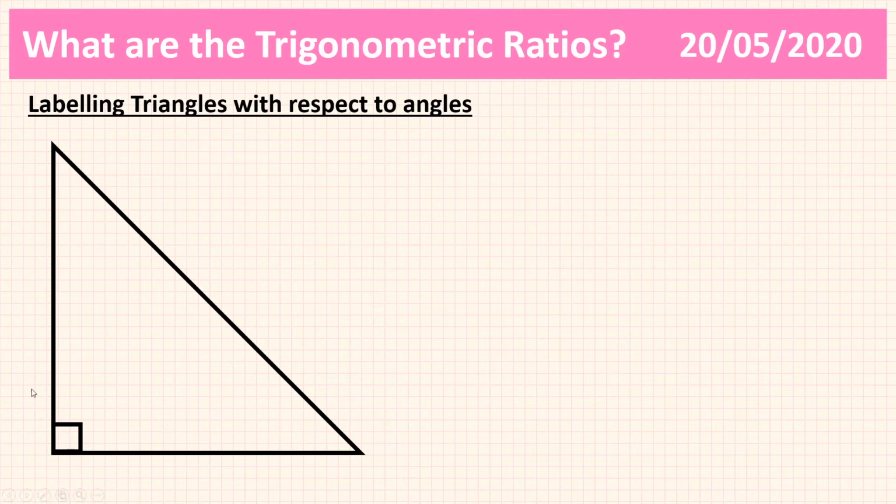So here we've got our right angle triangle, and the first thing we need to do is draw in an angle. So there it is. I just picked that one. I could have picked the other one, but I just picked that one. Then we're going to use this angle to label this triangle.